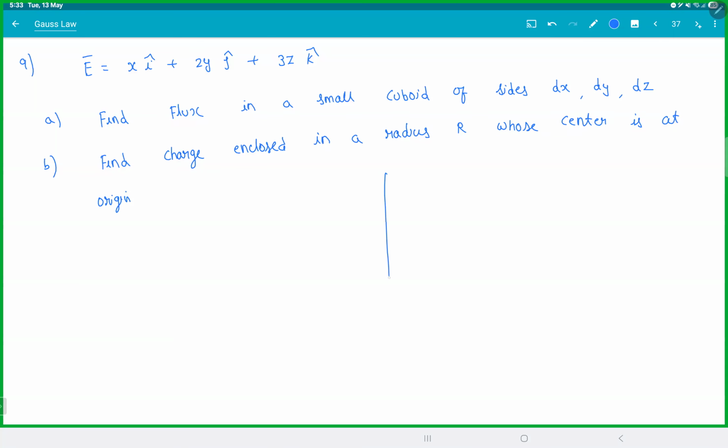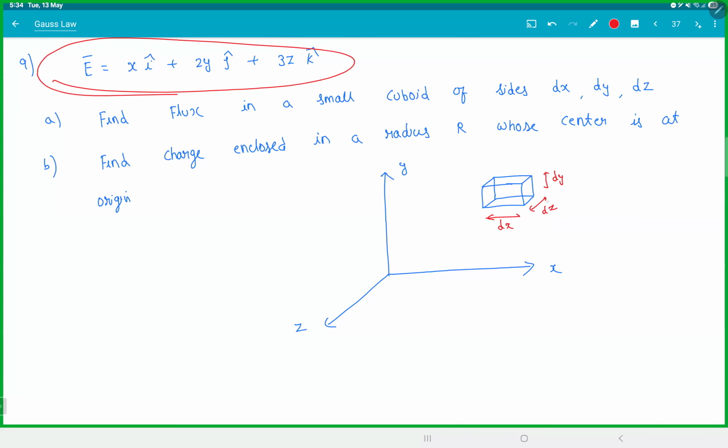Meaning, if you take a small cuboid, x, y, and z, where this length will be dx, this length will be dz, and this length will be dy. So it's a very small cuboid. If you're taking a random cuboid somewhere, dx, dy, dz, and if this is the field in the region, the question is how much flux is passing through this small cube.